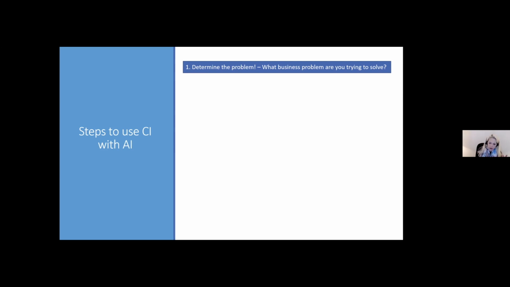What also helps you determine what the problem is, and that's where I like to use the 5 Whys a lot of times, is to start with, well, why do you want to do it? And then we get down to what they're really trying to solve.